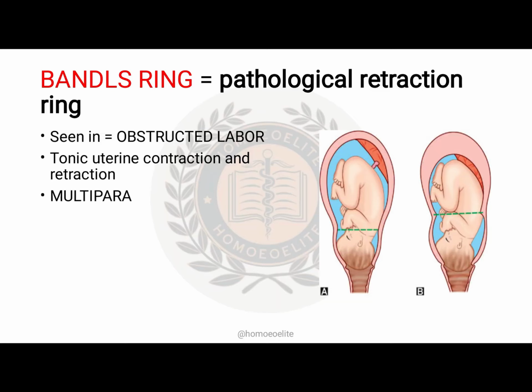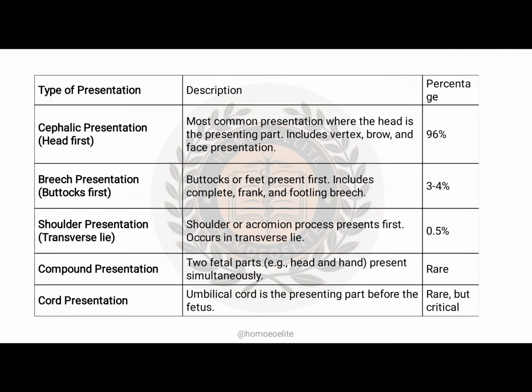But if there is obstructed labor, that is, if the fetus is not able to come out either because of placenta previa or any obstruction at the outlet, the retraction process will continue, and that can lead to thinning of the lower uterine segment and later rupture. The ring which we see is a physiological ring, but because of the progressive tonic contraction and retraction, that ring will ascend upwards from the lower segment, and that can lead to something called Bandl's ring or pathological retraction ring. So one thing you have to remember is, Bandl's ring is mainly seen in obstructed labor, and it is common in multipara. Remember that.